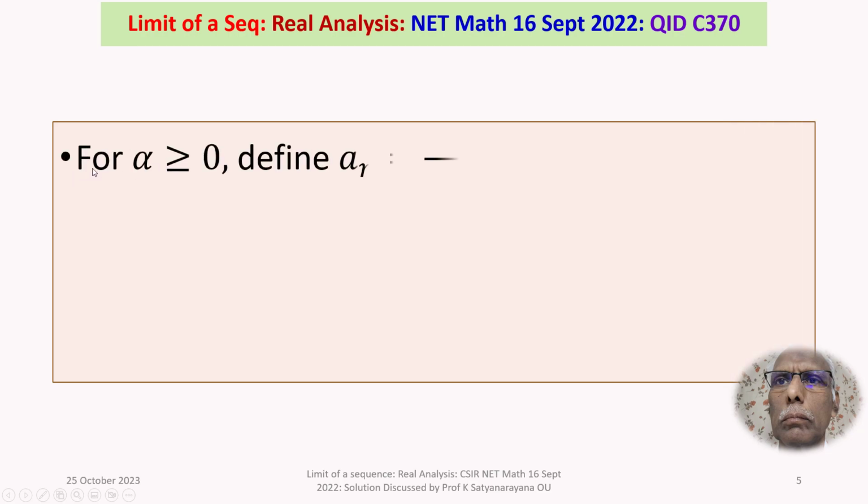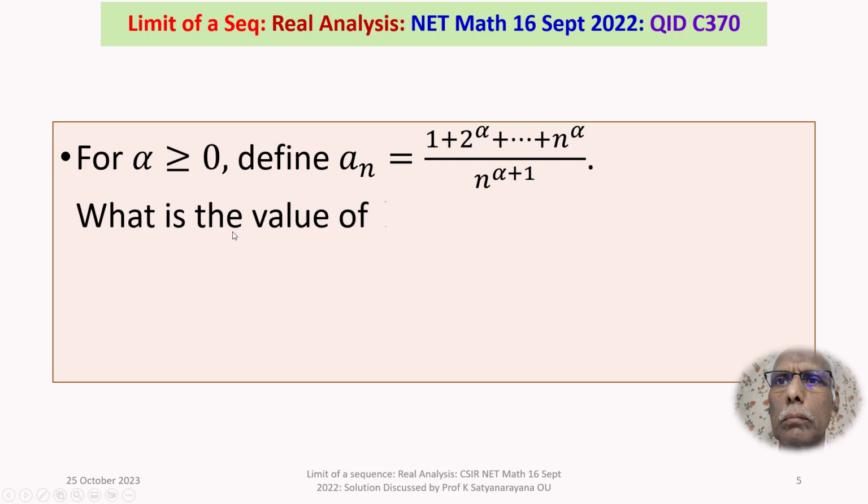The given question is: for alpha greater than or equal to 0, define a_n equal to (1 plus 2 power alpha plus so on and so forth plus n power alpha) whole by n to the power of alpha plus 1. What is the value of limit n tends to infinity of a_n?